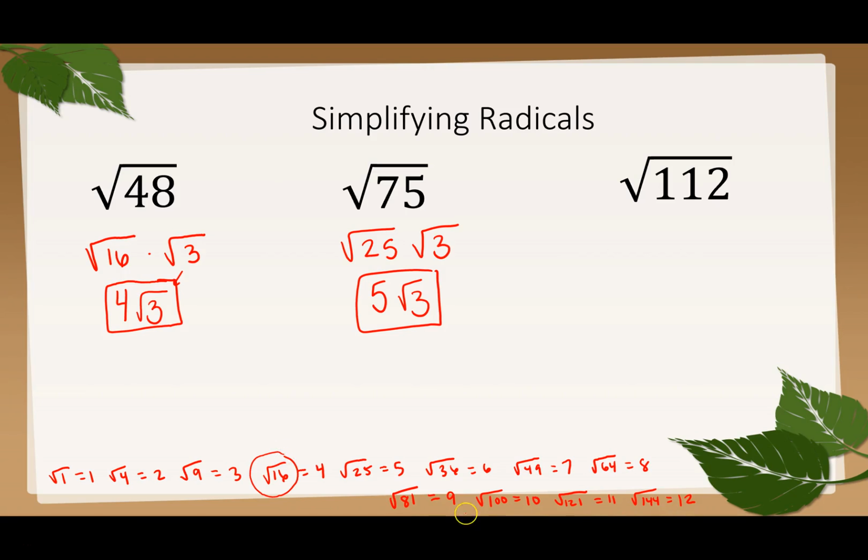Remember, I'm working from the biggest numbers to the lowest. So I can write this as the square root of 16 times 7, because when I did 112 divided by 16, I got 7. Well, what is the square root of 16? That is just 4. And then I drop down the root 7. There we go, that's my answer.